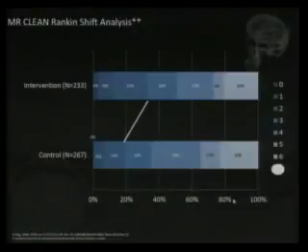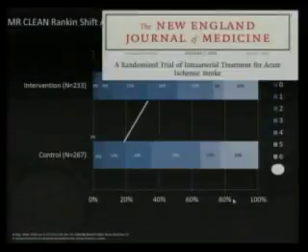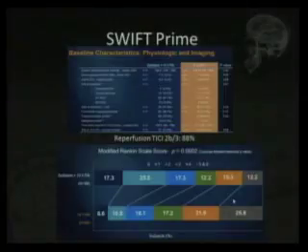This was the first study, published January 1st in the New England Journal of Medicine, and it was followed by another 4. Swift Prime was industry-driven, so this was paid by one of the stent retriever companies.